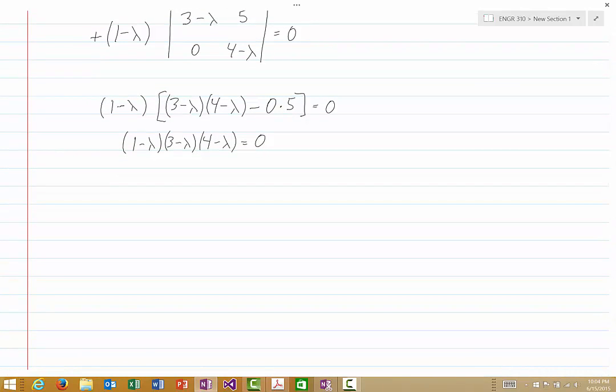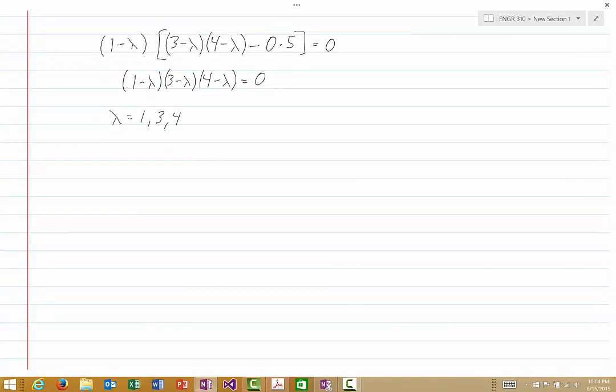And therefore, this matrix has three distinct eigenvalues: lambda equals 1, 3, or 4. Since all the eigenvalues are different, we are guaranteed that this matrix will have a full set of eigenvectors. That is, it will have three linearly independent eigenvectors.